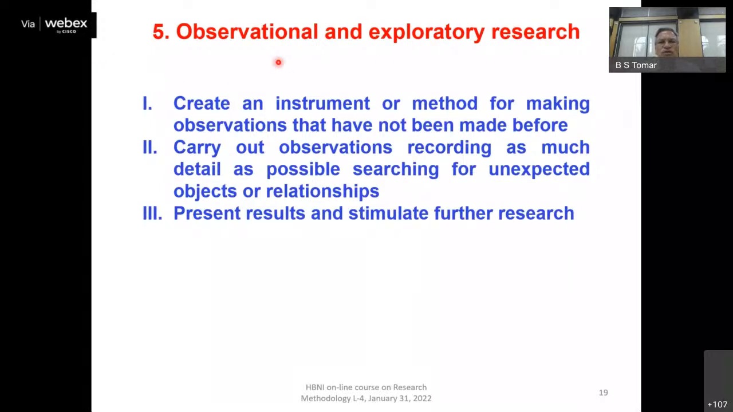So for this kind of research, create an instrument or method for making observations that have not been made before. So you can make an instrument or you can devise a method to make observations. Carry out observations recording as much detail as possible, searching for unexpected objects or relationships, and present the results and stimulate further research. So this is a very innovative type of concept, that you observe around you what is happening, and from that you develop some concepts and explore the universe or the phenomena.